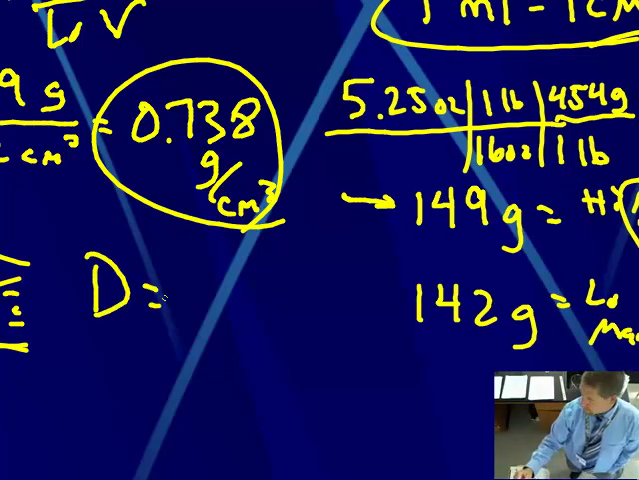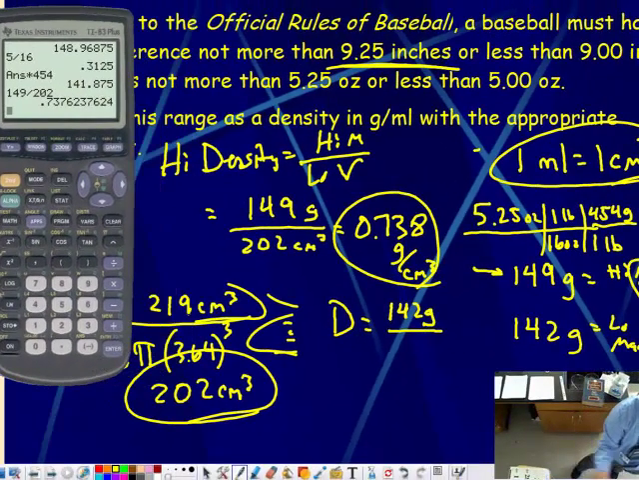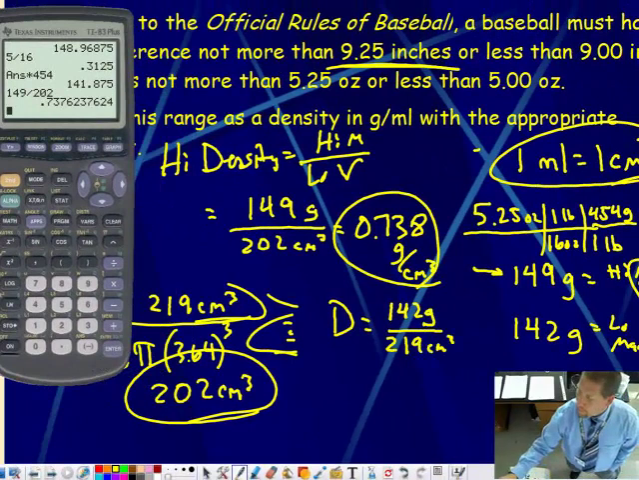Low volume. Low mass divided by the high volume.